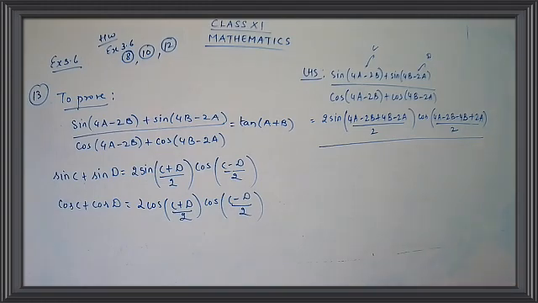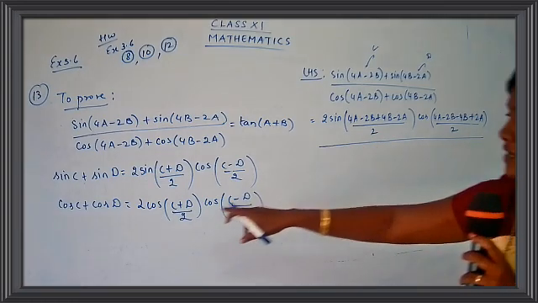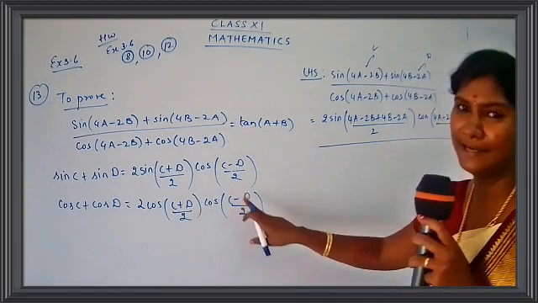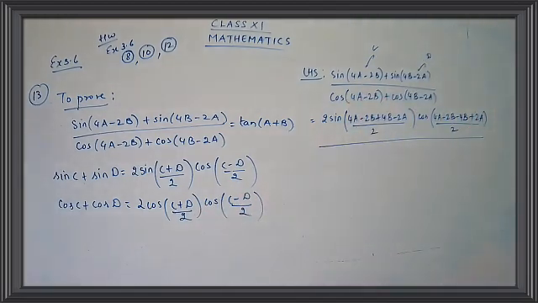Let's do the denominator part first. So what is the formula? 2 cos c plus d by 2 cos c minus d by 2. So come on, just proceed in the same manner, children. I just want you people to do the work first. Apply the formula.